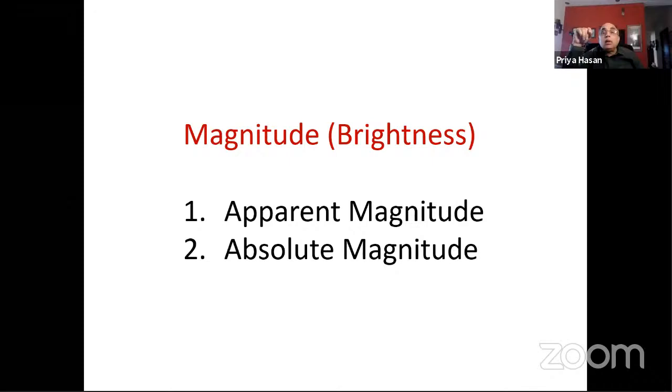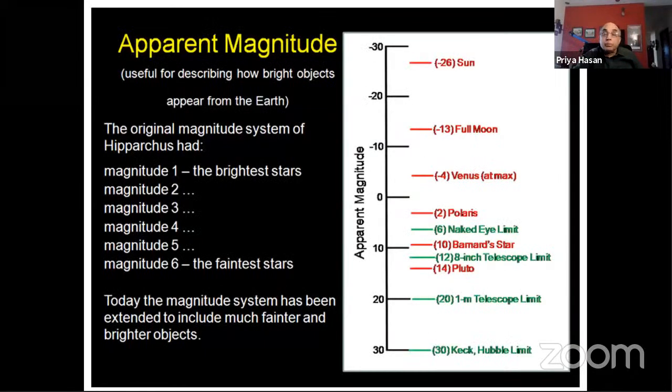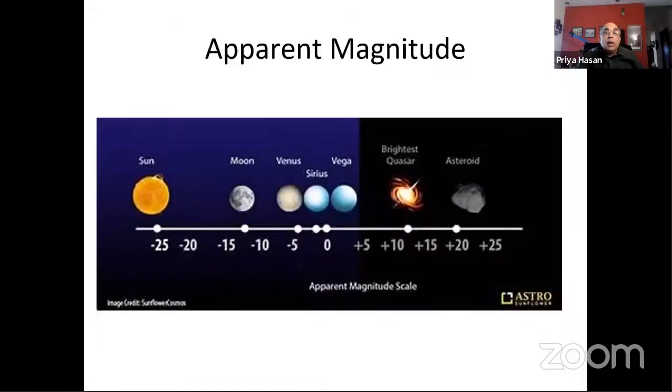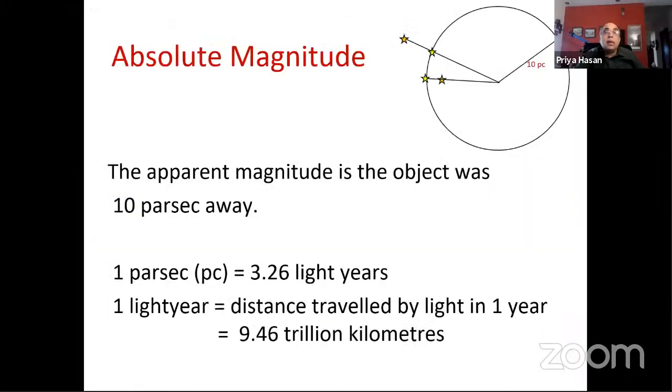But that is not the measure of the intrinsic brightness of the star, because we are interested in knowing whether the star itself is bright or faint, or whether it is just happening because of the distance from us. So the second thing is called the absolute magnitude. I'll come back to these slides again. If you place the object at 10 parsecs away from us, the apparent magnitude which you would see is called the absolute magnitude.